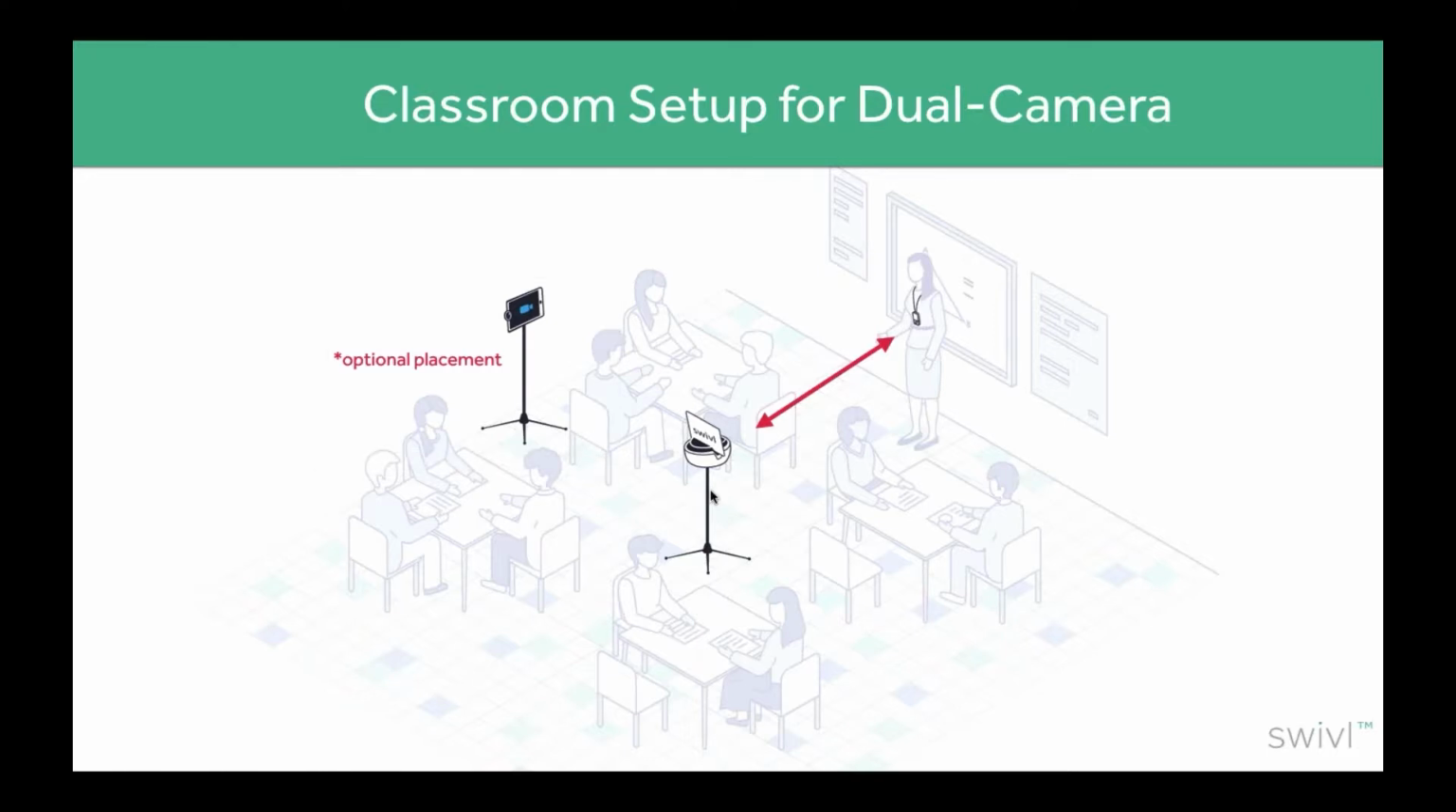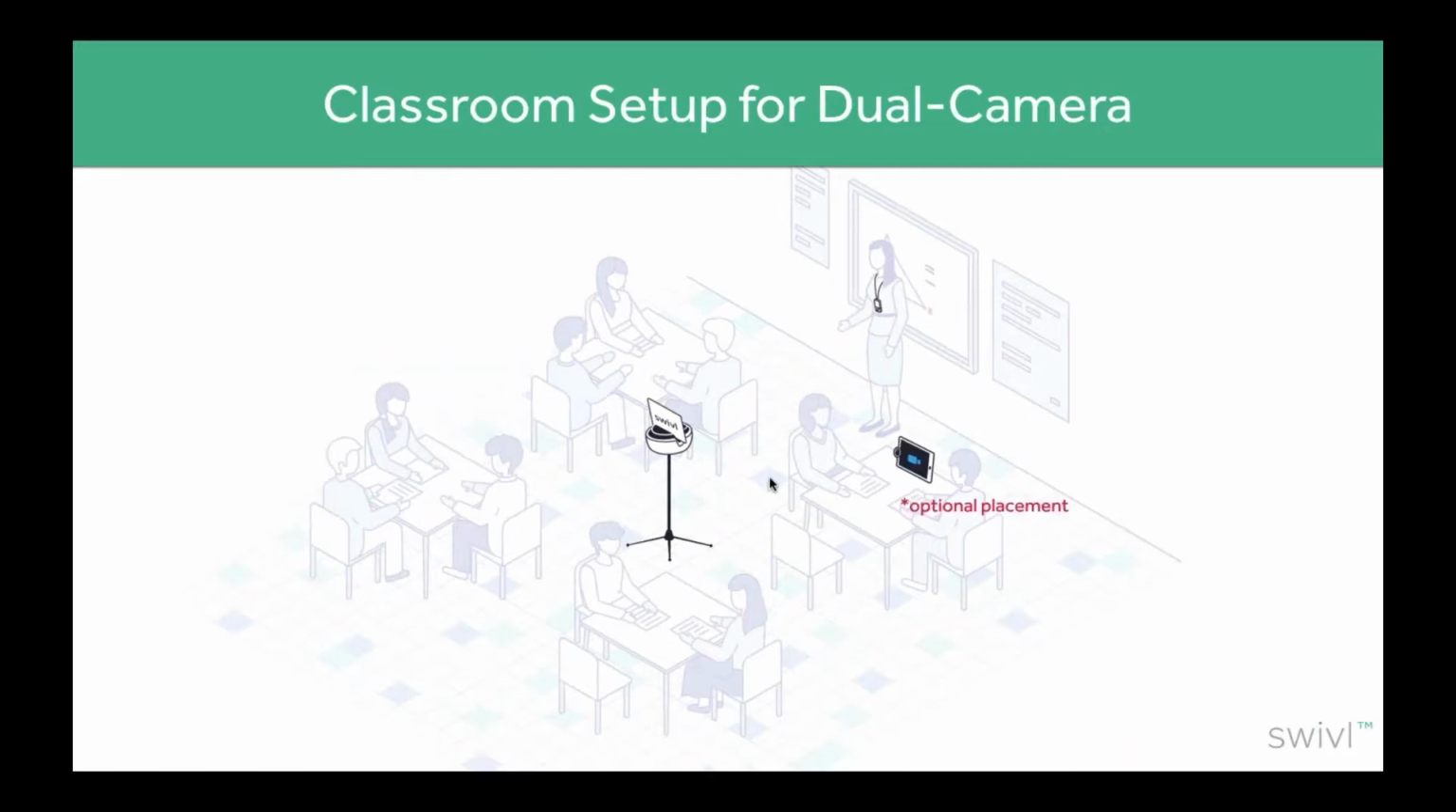So as that Swivl robot captures you and tracks you, that other device will remain stationary and just capture student video. Another setup that might be ideal if you want to capture a particular group, you can just set up that secondary device at a student table. So if there's a particular set of students who you just want to get more information on their interactions or want to know where they're struggling, you could set it up right at their table.